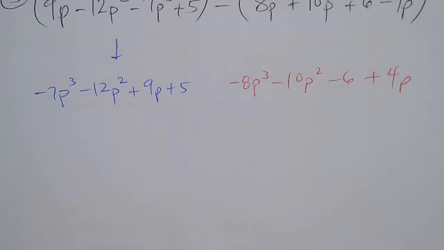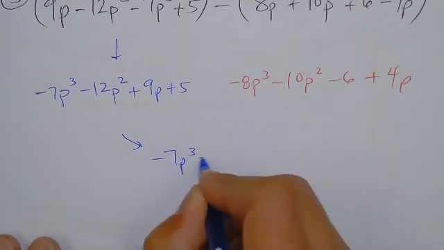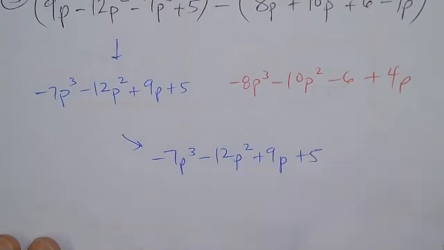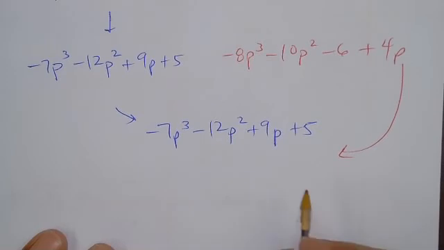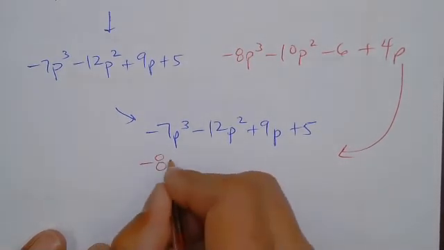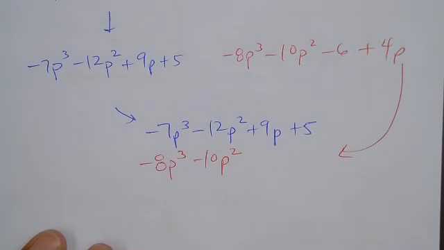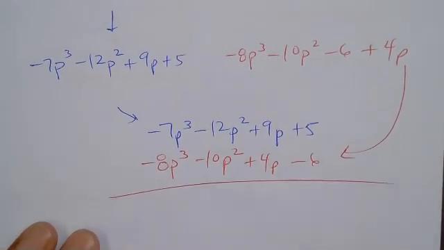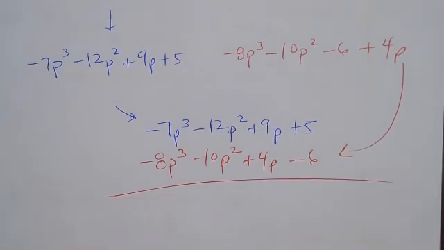So I got these correct. These are still not in order, but I'm going to do it the way with the columns, right? So this one's already organized, so I'm going to write negative 7p cubed minus 12p squared plus 9p plus 5. Okay, somebody tell me how to rewrite this one underneath there. Oh, it's almost already organized, right? Negative 8p cubed minus 10p squared plus 4p minus 6. Everybody see that? I don't know if you tried it that way, but I'm just showing you.